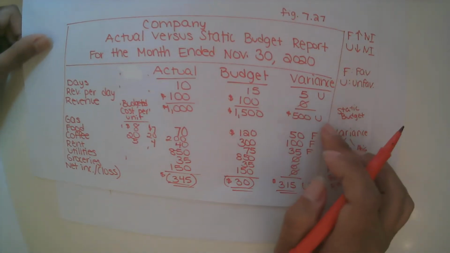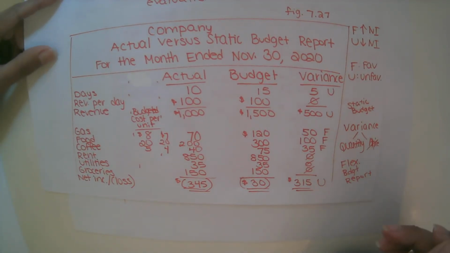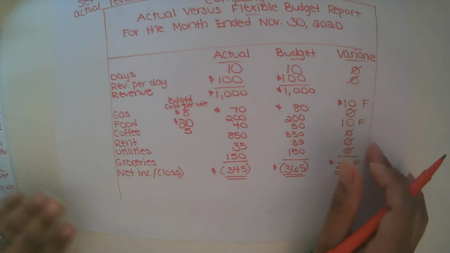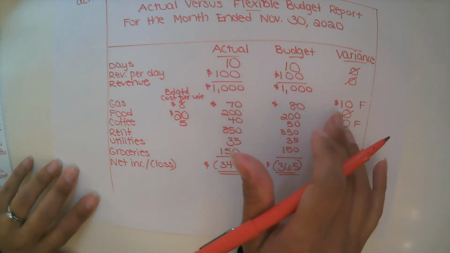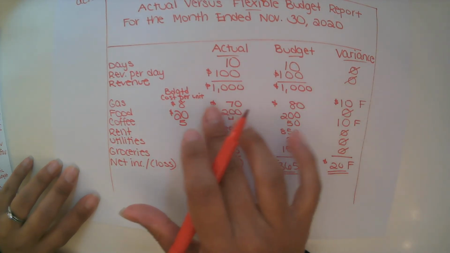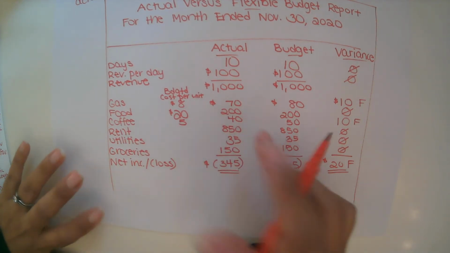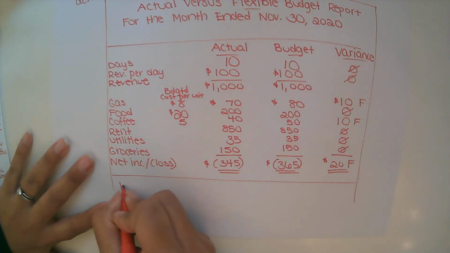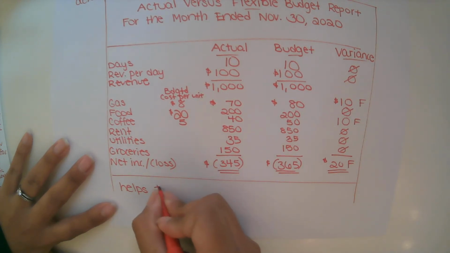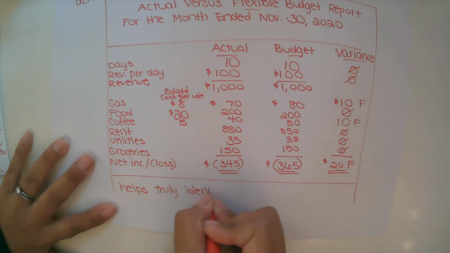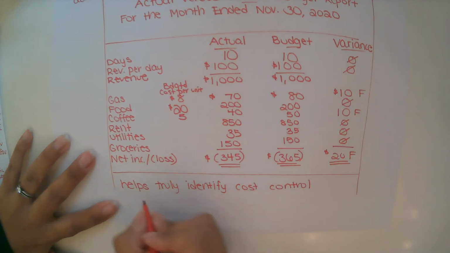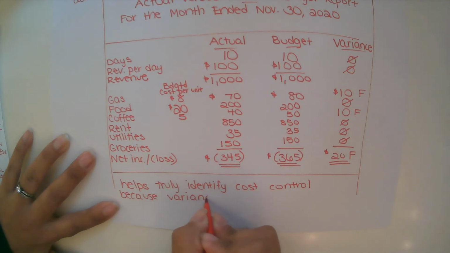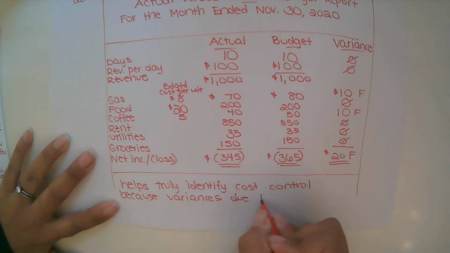This provides us better control over the static budget, because now we can look back and see, because here it looks like we have an unfavorable variance. So we're like, oh, we did something wrong. But the flexible budget says, actually, for this new level, you controlled your costs well, because your costs were less than they were expected to be. A flexible budget helps truly identify cost control, because variances due to quantity are eliminated.